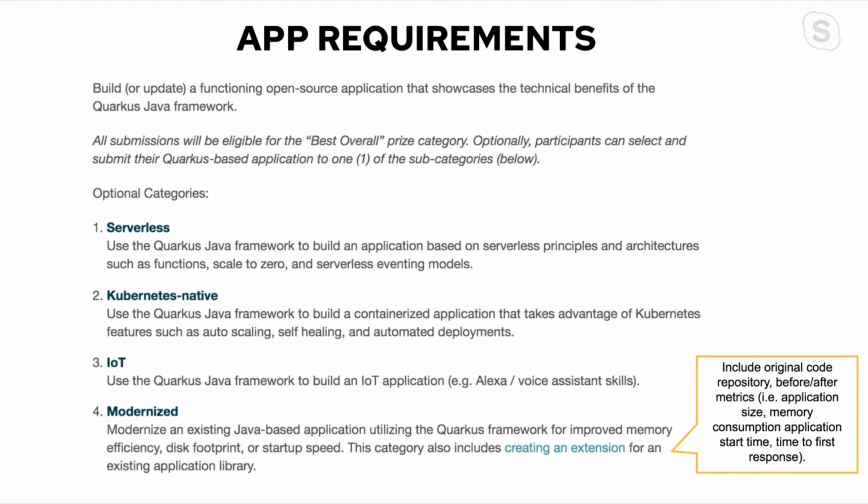The one I wanted to call out was the modernized one. So this is the idea of taking an existing app and modernizing it using the Quarkus framework. If you choose this category, we would love to have before and after metrics and code. So we'd love to see the cool work you did. That's probably the best way we're going to be able to evaluate that. So it's a little bit more work, but that's going to be really, really fun to see the improvement.